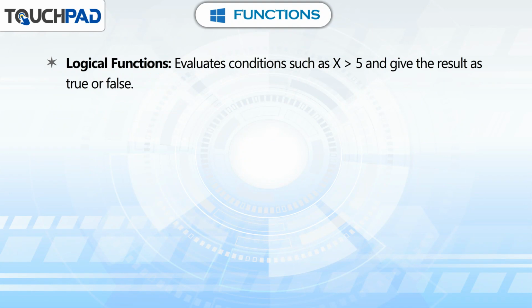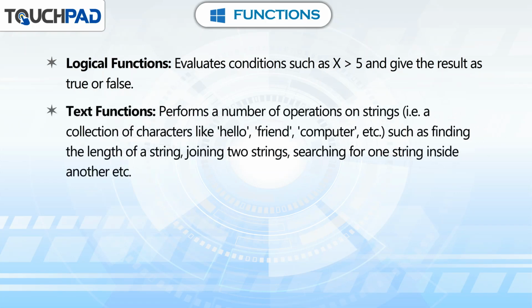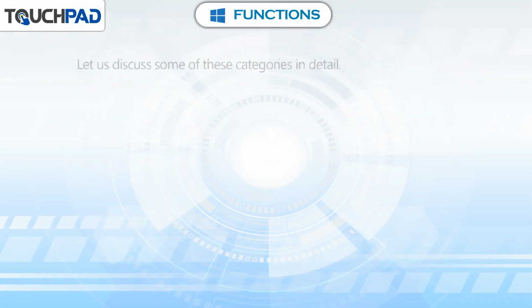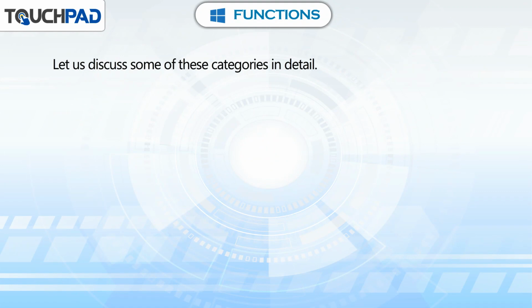Logical functions. Evaluates conditions such as x is greater than 5 and gives the result as true or false. Text functions. Performs a number of operations on strings, that is, a collection of characters like hello, friend, computer, etc., such as finding the length of a string, joining two strings, searching for one string inside another, etc. Let us discuss some of these categories in detail.